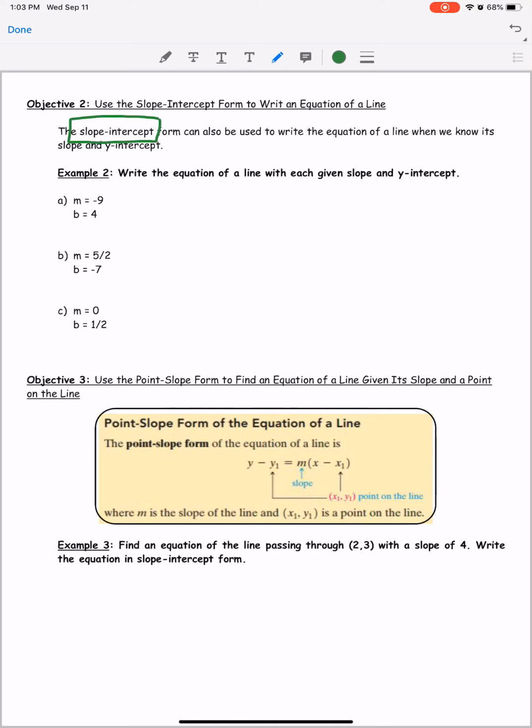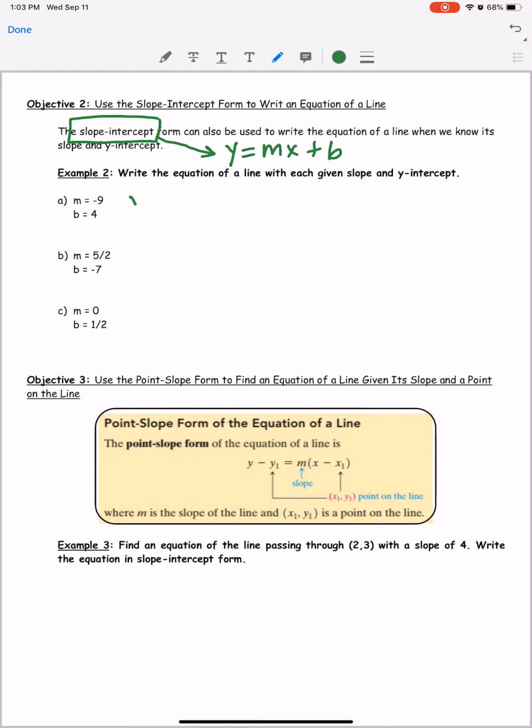So we need to write this equation of a line given that slope and its y-intercept. So we're going to put it in this form here. Your slope-intercept form is y equals mx plus b. Well, here they're telling you exactly what your m is, and they're telling you exactly what your b is. So just put in your m here and your b here.